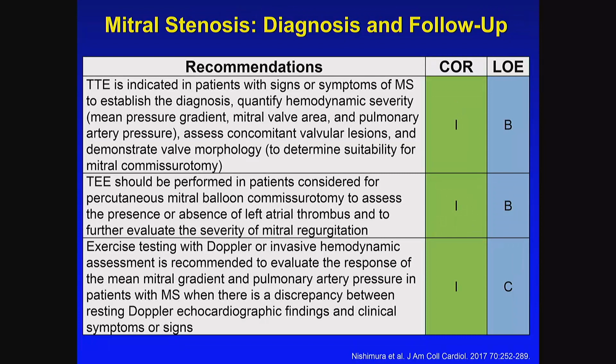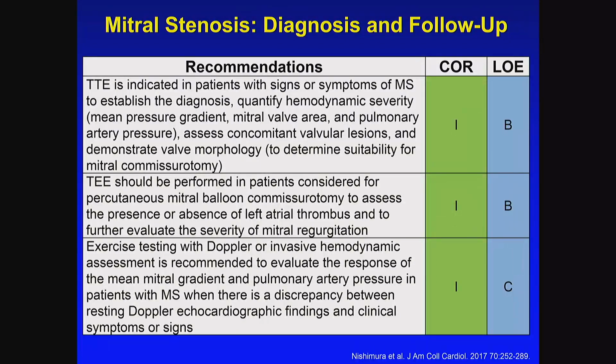These are the guideline recommendations for diagnosis and follow-up. For mitral stenosis, the Class 1 recommendations include regular echocardiography, particularly in rheumatic heart disease, to define if there are concomitant valvular heart lesions, and to demonstrate valve leaflet morphology so that we can determine suitability for different treatment options. If the transthoracic echo isn't clear enough, then transesophageal echo should be considered.